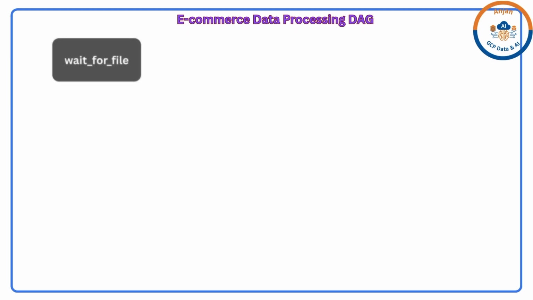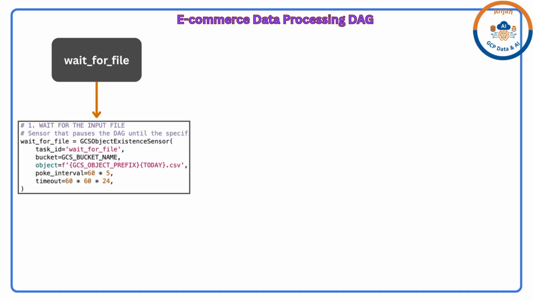The first crucial step is ensuring the raw data file exists before starting anything. We use an Airflow sensor operator for this. The code snippet uses the GCS object existence sensor operator. It simply pauses the DAG run, checking the Google Cloud Storage bucket every few minutes for our file's existence. This prevents errors and wasted compute time. Once the file appears, the sensor succeeds and the DAG automatically moves to the next task.